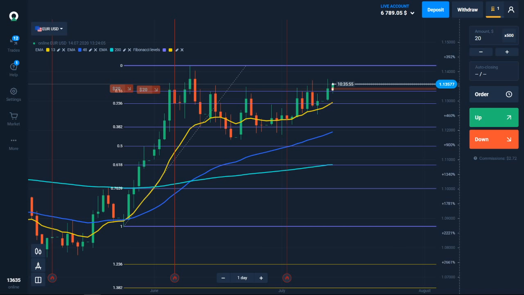As you can see, after the first move up, the price came down to the 23.6 level. Then it moved back up, and then it moved down to the 38.2. Similarly, in the middle, we can see that the price didn't quite reach the 50% level, but it was in that area.